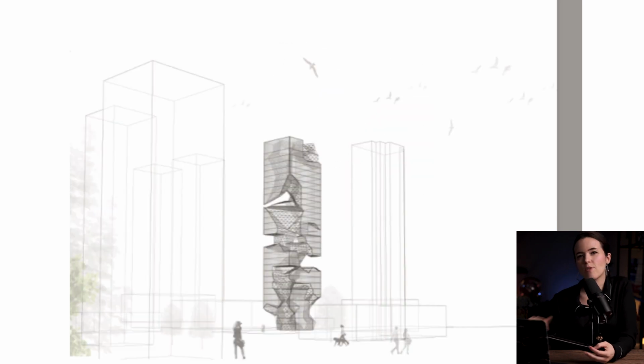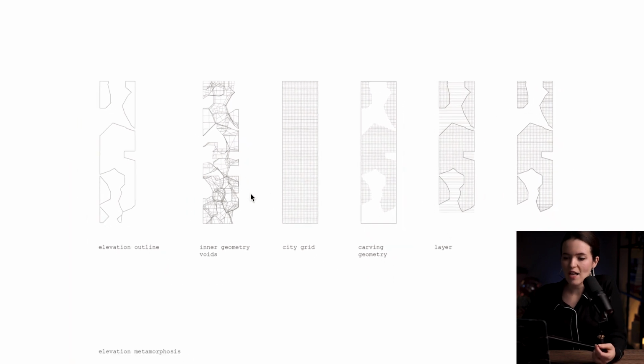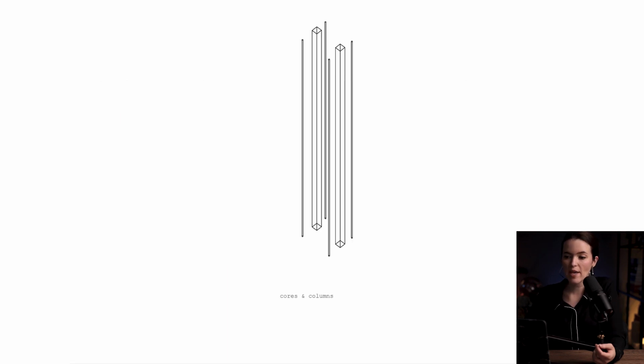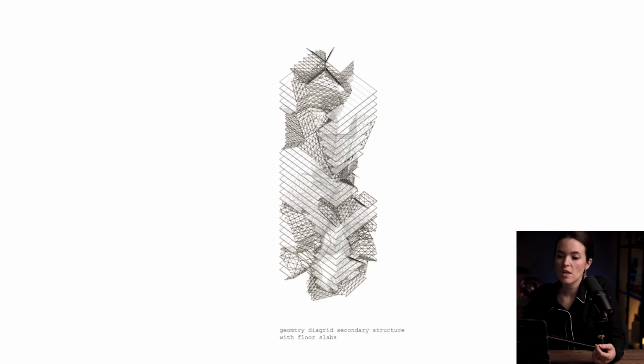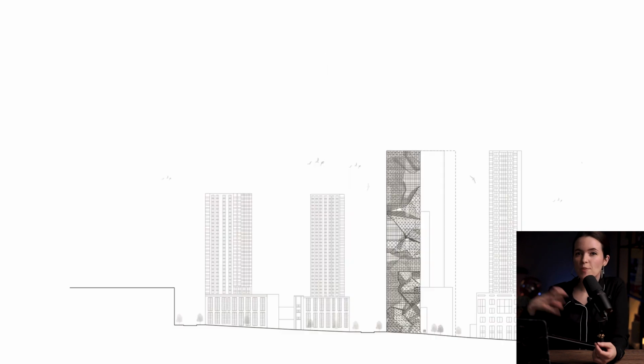And so here I also break down that concept of how the building would camouflage with its surroundings. So we have an elevation outline and then the inner geometry, and looking at the city grid. So it's just a simple grid, and then taking the carved geometry, layering it with more information. And this really helps to build that understanding for when you're presenting, just showing how the process of the building came to be really helps your audience to understand what the process was and how the building comes together.